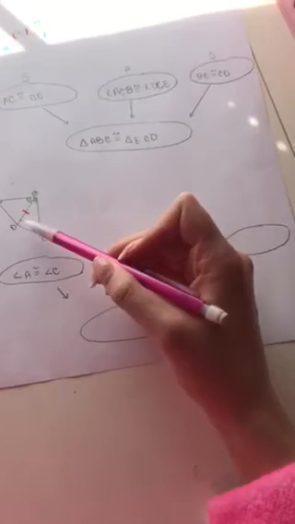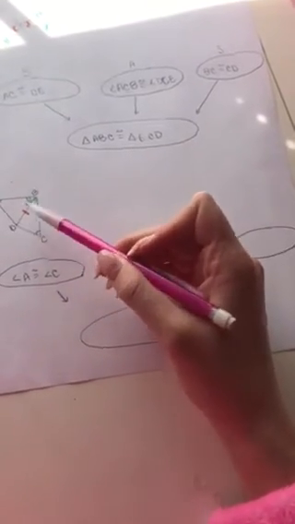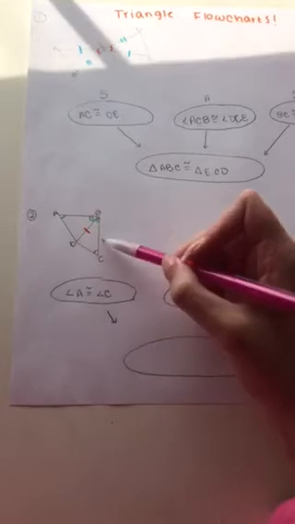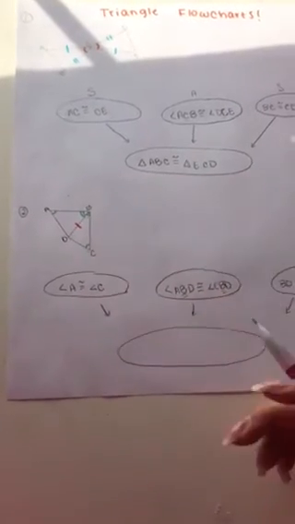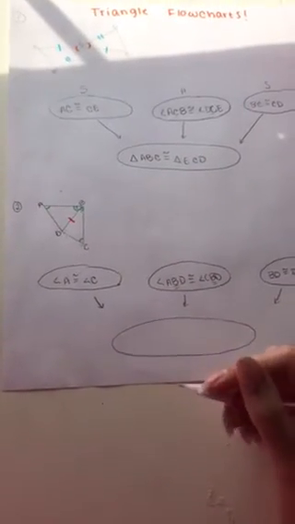And then our last bubble is going to be that BD is congruent to DB. So we're basically just saying that that line is congruent to itself, because both of these two triangles share that common side, so we can say that they're congruent.